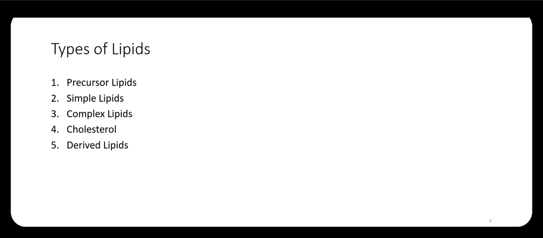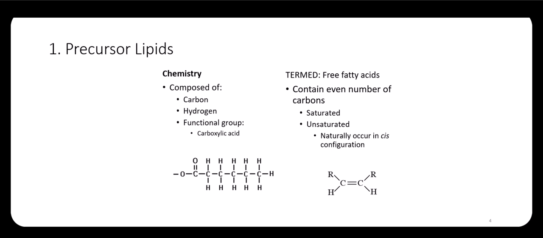So we have different types of lipids. We might have precursor lipids, simple ones, complex ones. We might have cholesterol. We might have derived lipids, and we'll talk about all of those. Our precursor lipids are made up of carbon, hydrogen, and a carboxylic acid. So we're going to have a chain of carbons, and we'll have the carboxylic acid on the end. That makes it a fatty acid.